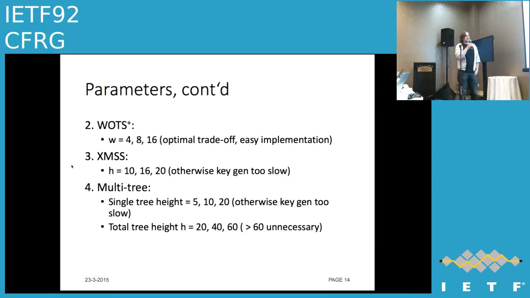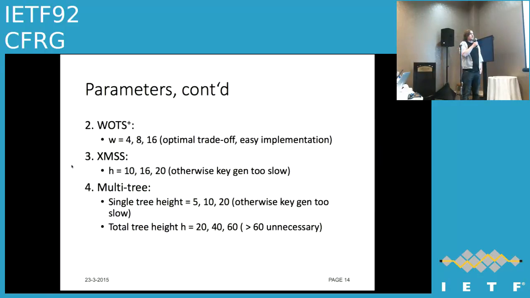For the multi-tree setting, we restrict for the same reason the single tree height to be 5, 10, or 20, and then have support total tree heights of 20, 40, and 60. I think bigger than 60 doesn't make sense, so 2 to the 60 signatures is already something probably even an SSL server will not do within 100 years. And less than 20 you wouldn't use several trees.